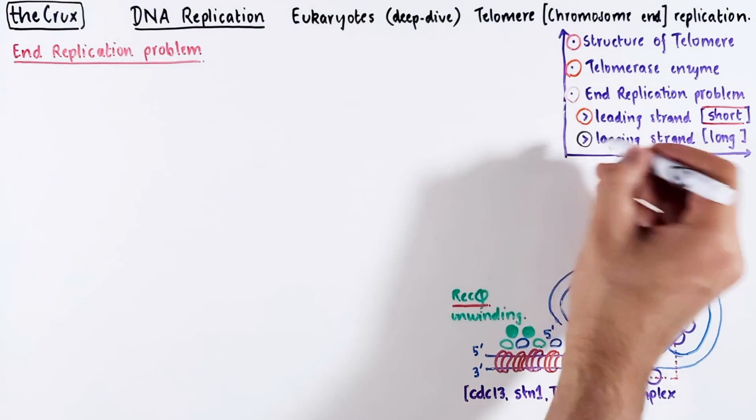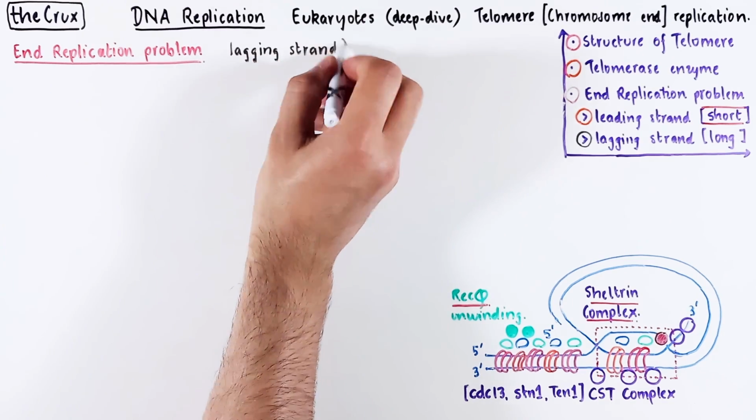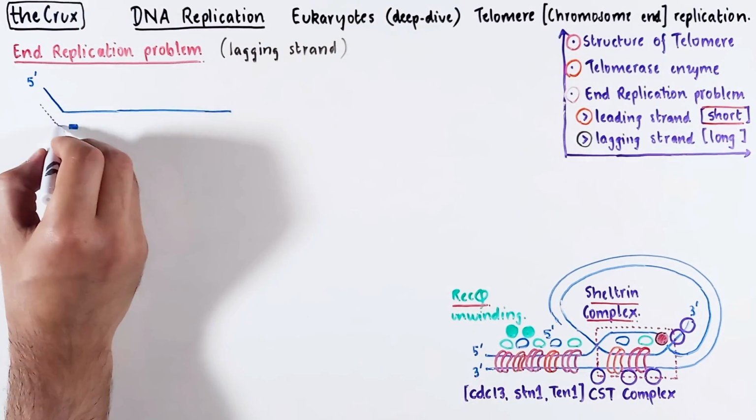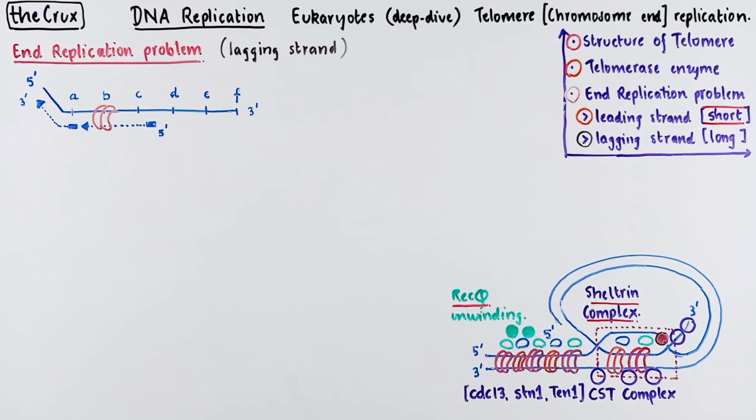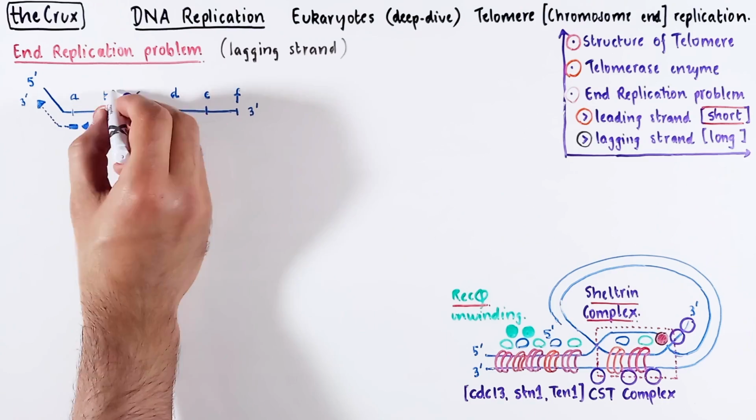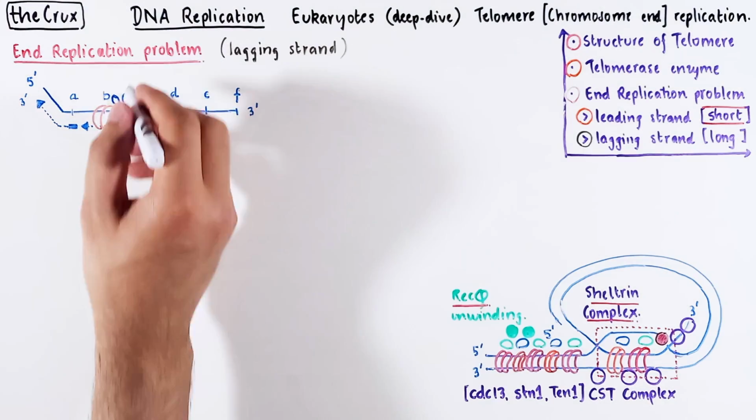Alright, now we move on to the lagging strand telomere replication. When visualized, the synthesis of the lagging strand has its own distinct pattern of Okazaki fragments. To enhance our understanding, let me quickly decorate the DNA with telomere-associated proteins.